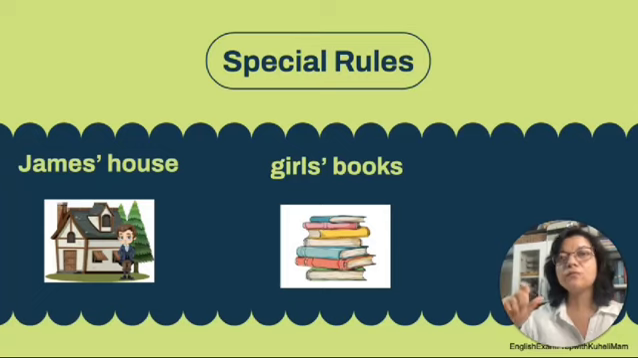Similarly, you have the spelling girls, which is the plural of the common noun girl. The plural spelling girls ends with S. That is the reason when we are using it as a possessive noun, we are not saying girls apostrophe S books. Instead, we are simply saying girls apostrophe books because the spelling of girls ends with S.